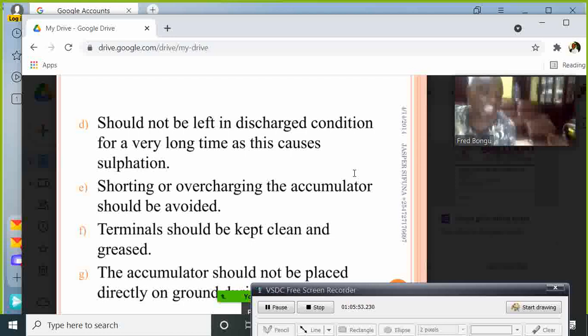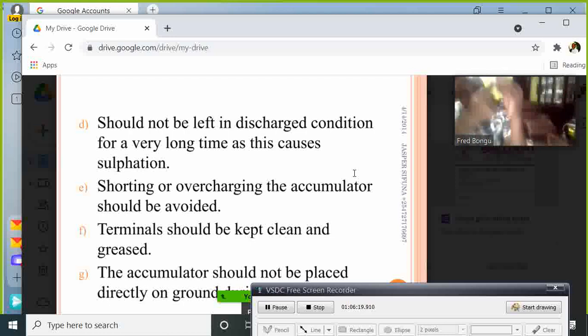Don't short circuit. Some people, when they want to see whether the battery has current, they just put the terminals together using wire. That is short circuiting. Don't short. Don't overcharge. If the current going there is 50 and it is 50, stop there. Do not overcharge. Overcharging does not increase its lifespan.